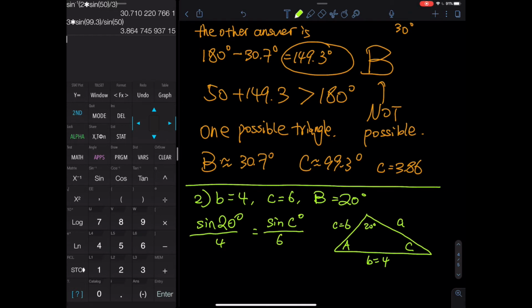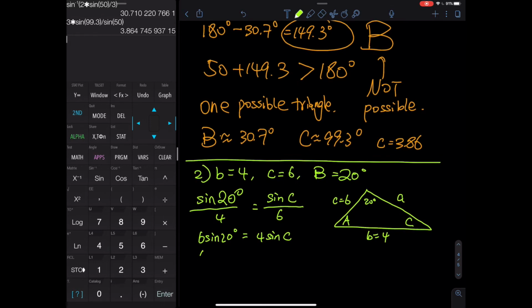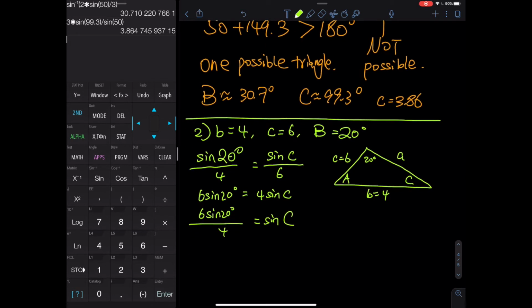So we solve this by cross multiplication. 6 times sine of 20 degrees equals 4 times sine C. So we have C. I will just put the C. To be honest, I don't like to keep writing the degree symbol. So we have 6 times sine of 20 degrees divided by 4 equals sine of big C. And then you solve for C. So C is the inverse sine of everything on the left side, so 6 times sine of 20 degrees divided by 4.